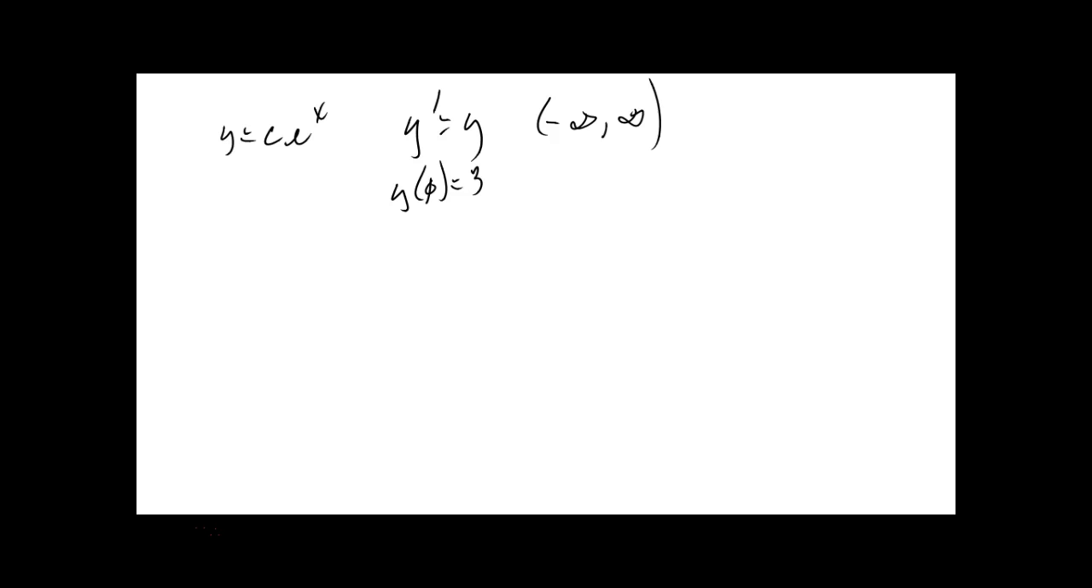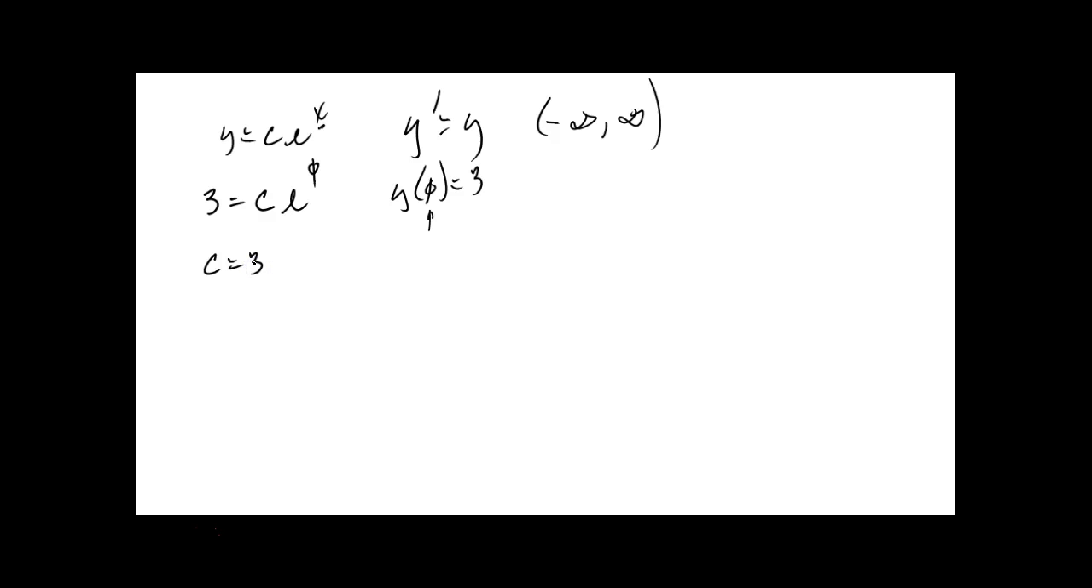Well, what you would do then, that's your family of solutions. Plug in. Now, what does the 0 stand for? That's your x value. So this is a y, but the y is 3. 3 is equal to c e to the 0th power, right? What's e to the 0th power? 1. So this says c is equal to 3.